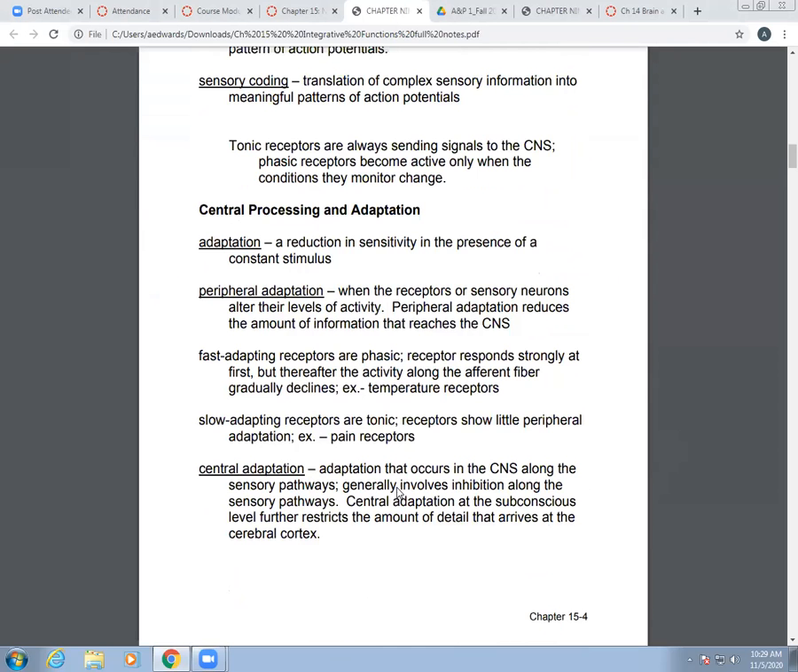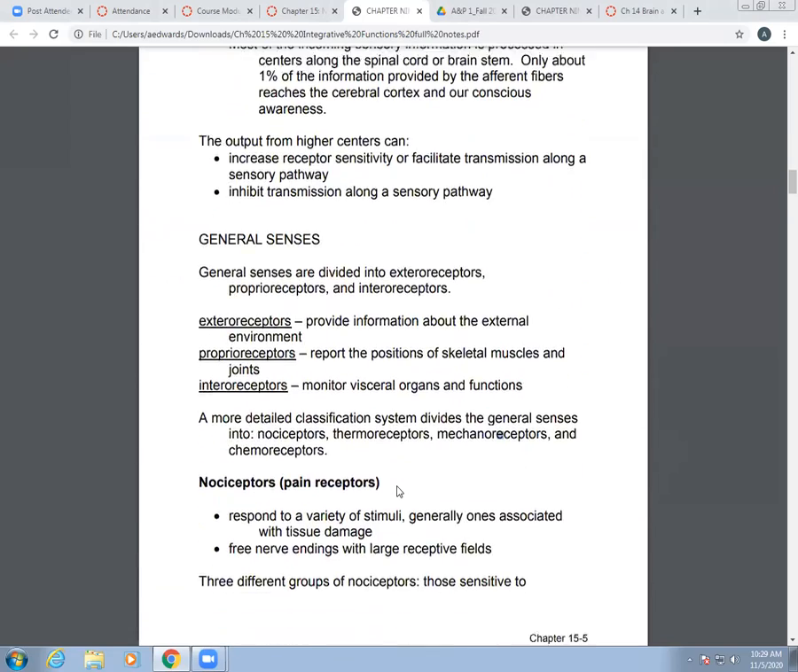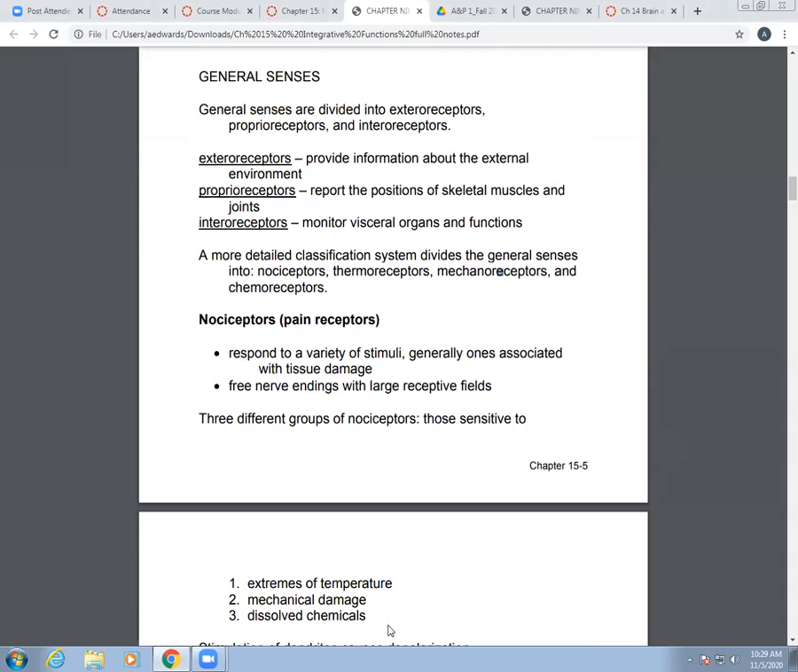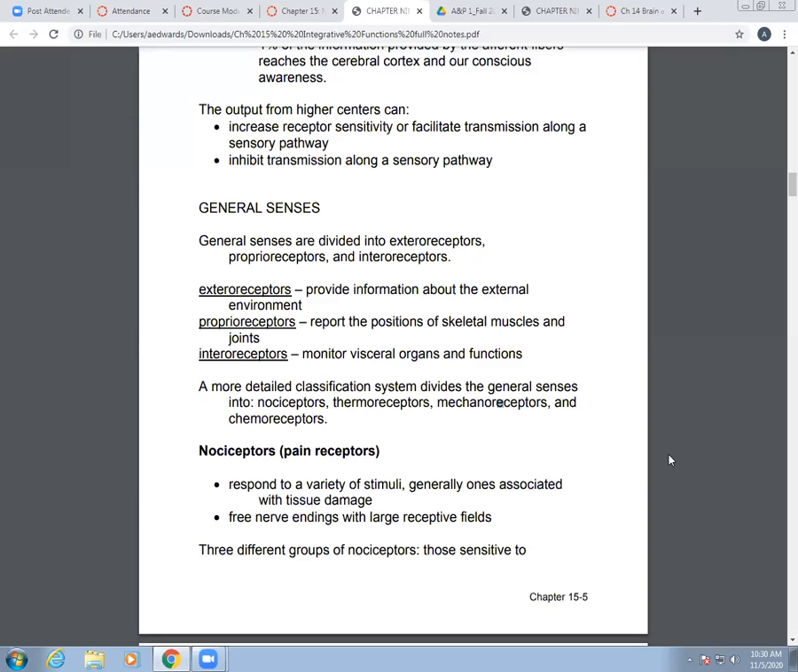All right. So let's talk for a minute with your partner about central processing and adaptation. You can do this at home as well. Okay, so this time you can go ahead and do your exit ticket with your clear point and your muddy point. And we will pick up here at general senses in the next video.